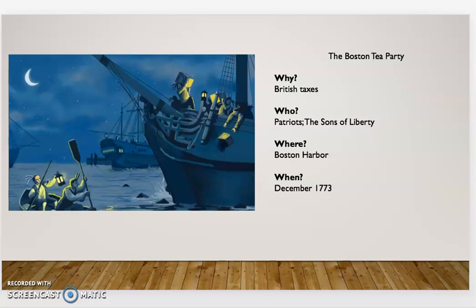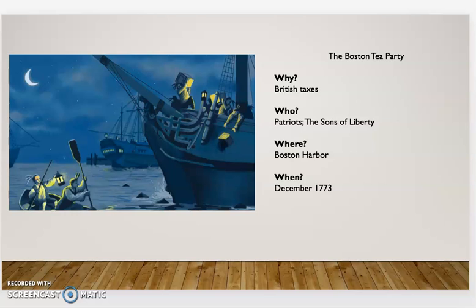And they had passed a law that stated they could not get their tea anywhere else. They had to get it from Britain, and they had to get it from the British. So putting that heavy tax on the tea was really doing an incredible amount of damage to the American colonies and to their environment there and to everything that was happening there. So why did it happen? The British were heavily taxing a lot of the things, especially the tea.